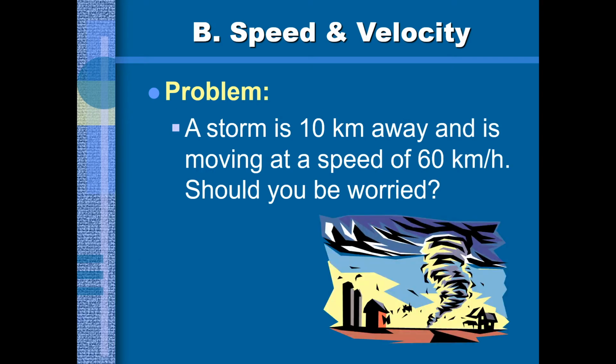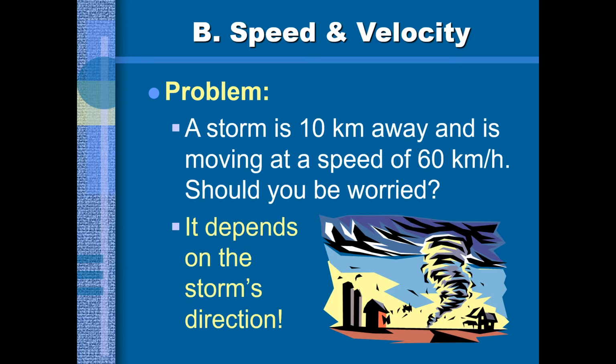So, for example, a storm is 10 kilometers away and is moving at a speed of 60 kilometers per hour. Should you be worried? If a storm is 10 kilometers away and it can move 60 kilometers per hour, should you be worried? Yeah, it's going to be there in 2 minutes. Well, it depends. What if it's moving away from you?